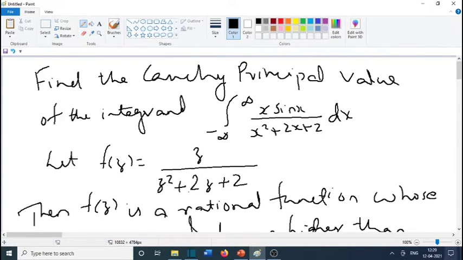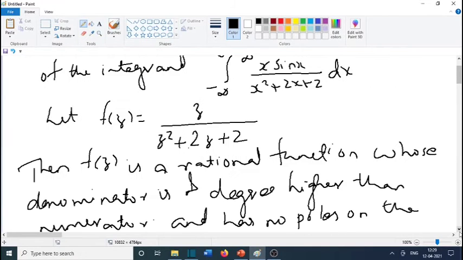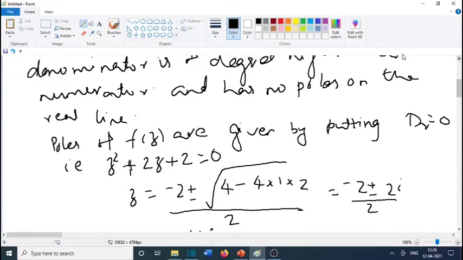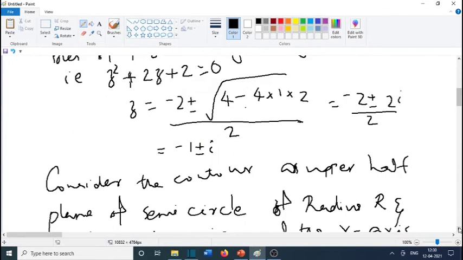Then f of z is a rational function whose denominator is of degree higher than the numerator and there are no poles on the real line. So the poles of f of z are given by putting the denominator equal to 0. That is z square plus 2z plus 2 equal to 0. So we have minus b plus or minus square root of b square minus 4ac all divided by 2a. So minus 2 plus or minus square root of 4 minus 4 into 1 into 2 all divided by 2, which is equal to minus 2 plus or minus square root of 4 minus 8, which is minus 4, that is 2i, all divided by 2, which is equal to minus 1 plus or minus i.